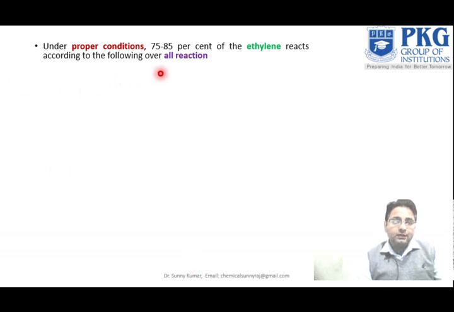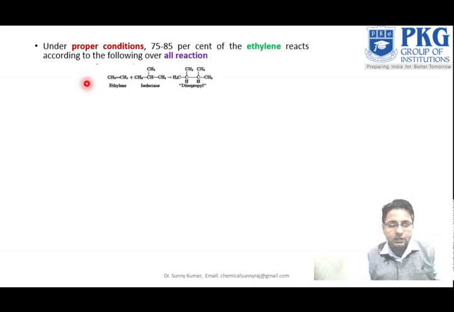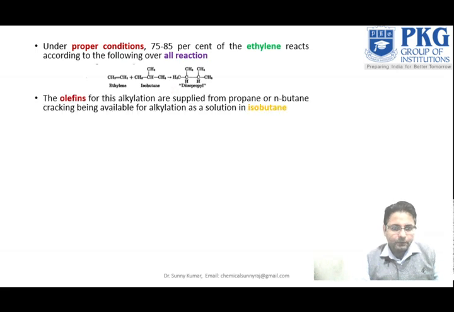Under some conditions, 75 to 85% of the ethylene reacts according to the following overall reaction. So this is the reaction: ethylene and isobutane, so you are getting diisopropyl. The olefins for the alkylations are supplied from propane and butane cracking, being available for alkylation as a solution in isobutane.